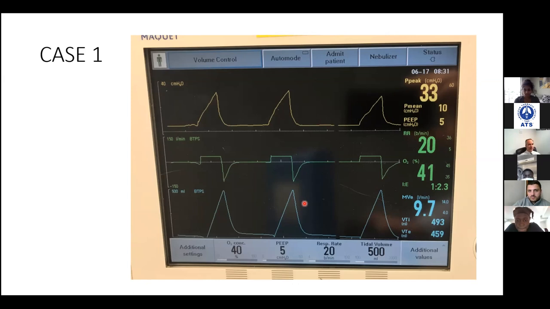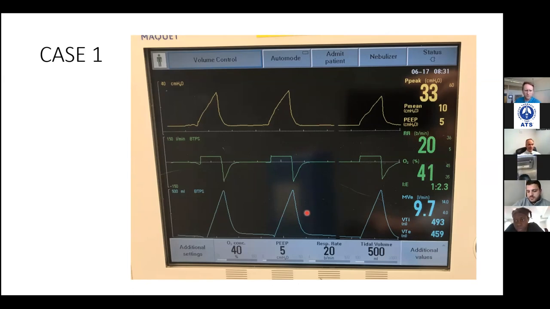And I think there is a right answer. Which one is your least useful waveform, do you think? It's where my pointer is. Flow. The volume. It's volume. Volume is the least helpful, least useful, okay?